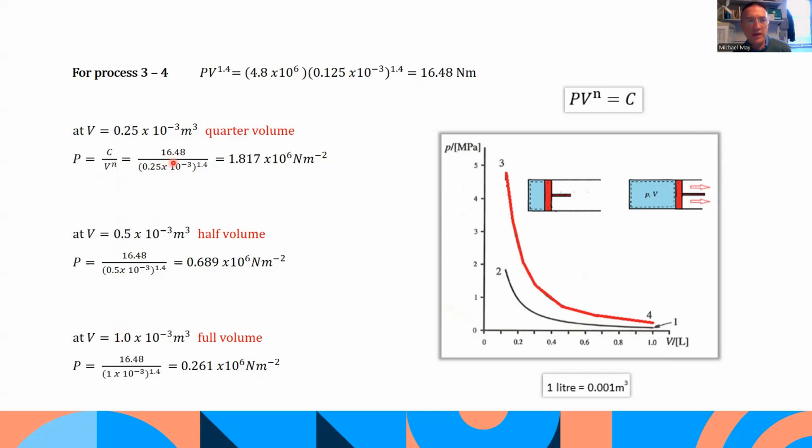So in the first case, we have our constant, we have the volume that we assume, and then the polytropic index, and we work out the pressure at that volume to be 1.817 by 10 to the power 6 newtons per meter squared. For half a volume, it works out to 0.686, and for a full volume, it works out to be 0.281.